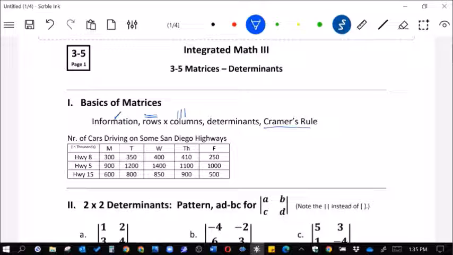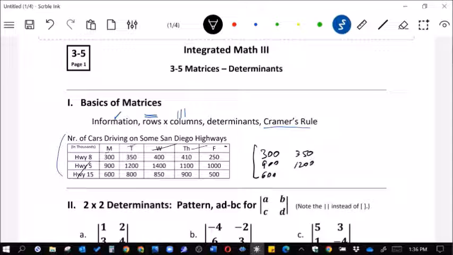variables based on using matrices. So take a look at this set of information, number of cars driving on some selected San Diego highways, okay, 8, 5, 15, and various days, and these are in thousands. You can make a matrix out of this by not using the categories. So we would put it as 300, 900, 600, 350, 1200, 800, and then so on. 400, 410, 250, and then fill in the rest.